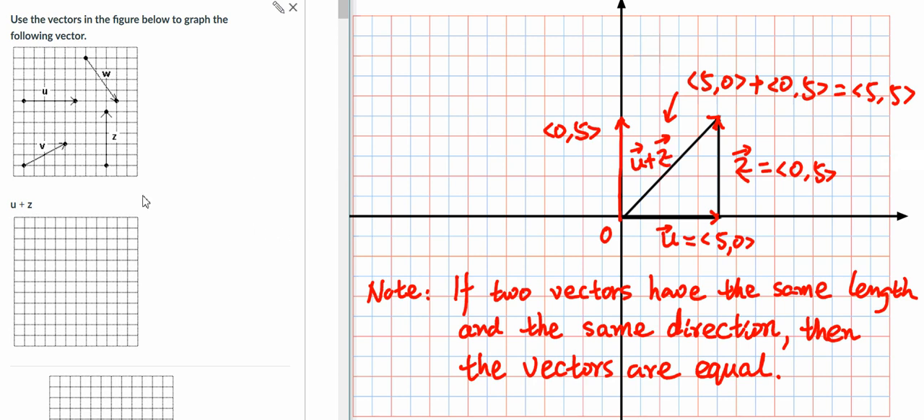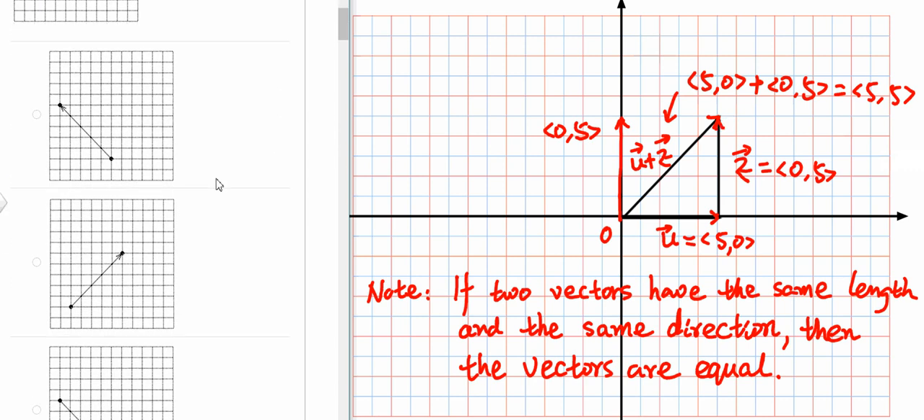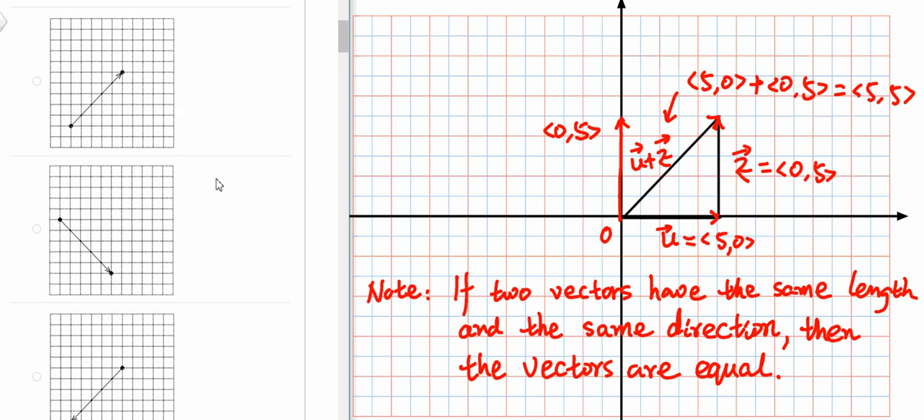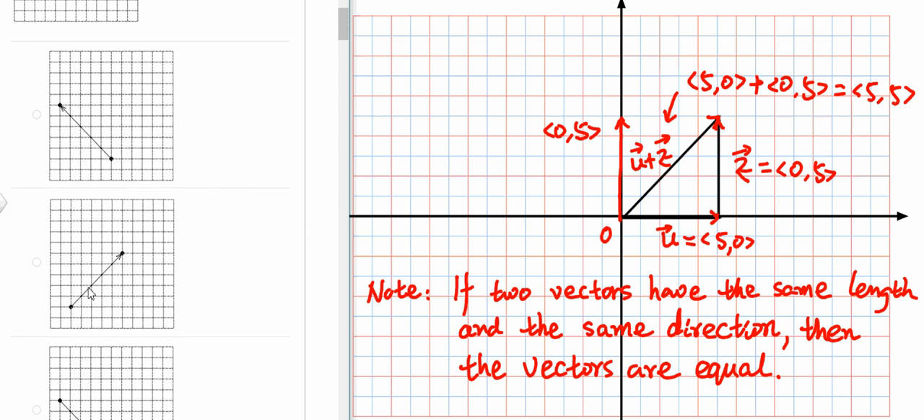Now, for here u and z, u is in the horizontal direction to the right, and z is in the vertical direction pointing up. So then, what is the sum? That will be the one right here, which is the same as the one we got.